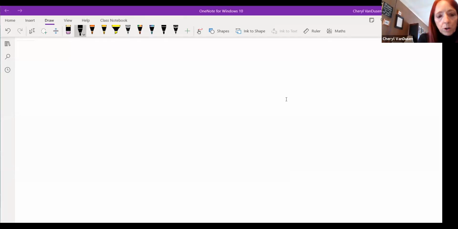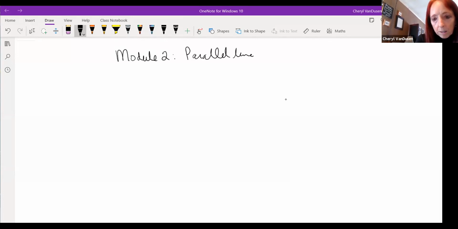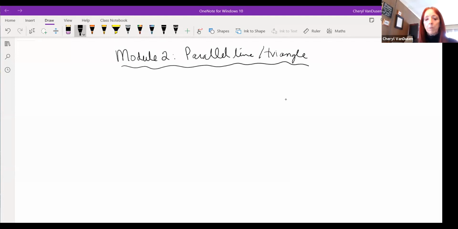Okay, we are going to work on some module 2 work. And it is kind of a double unit. We're going to look at some of the parallel line and a bit of the triangle work. Some of the actual, I don't know, meat and potatoes number type questions.